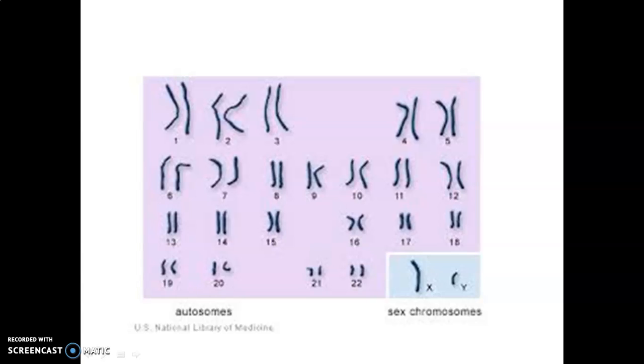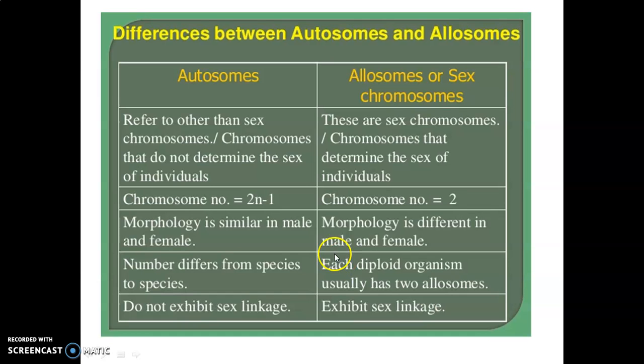This is a chart of human chromosomes. 23 pairs of chromosomes are exhibited here, and from this diagram it is very clear that 22 pairs are autosomes. See children, these 22 pairs, that means in total 44 chromosomes, are autosomes and the remaining one pair is the sex chromosome. Okay, if it is X and Y, it becomes male, and if it is X and X, yes, it becomes female. Now let's analyze what are the differences between autosomes and sex chromosomes or allosomes.